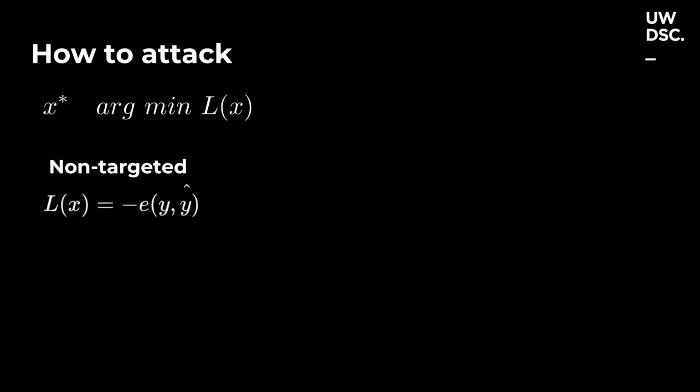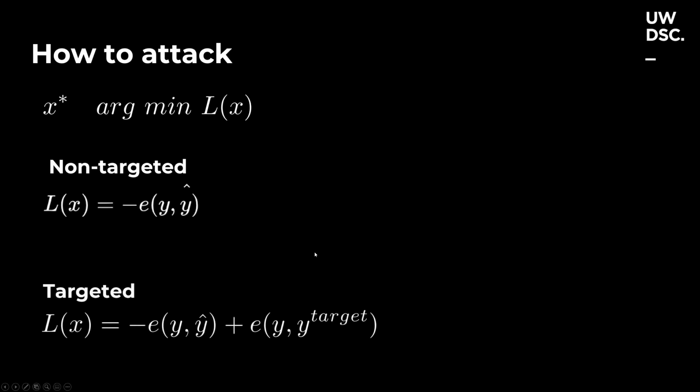And why would we put the negative sign in it? Let's say e is our cross entropy loss. You can think about it as the distance between your predicted output and the actual output. So we want it to be as far as possible, so we put a negative sign in front. And for a targeted attack, it's basically the same loss function plus another term where we want the output to be as close as possible to our desired output distribution, y target.